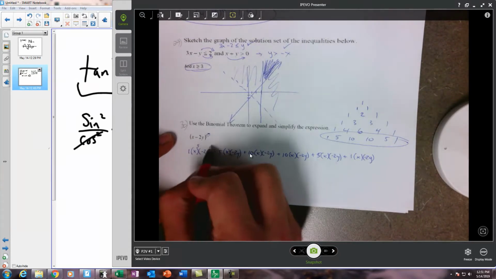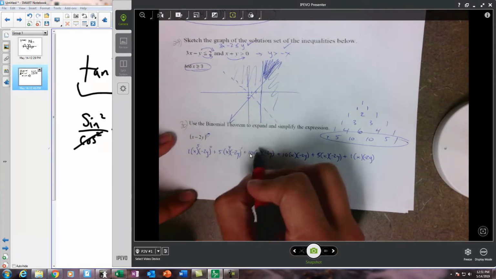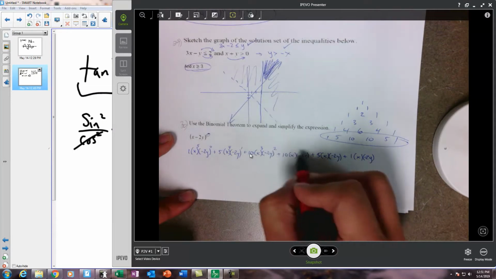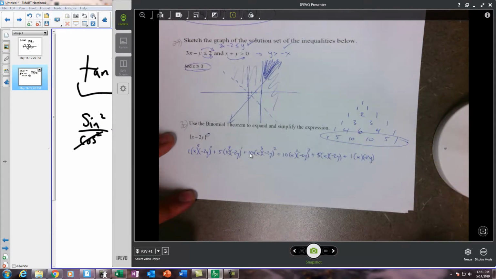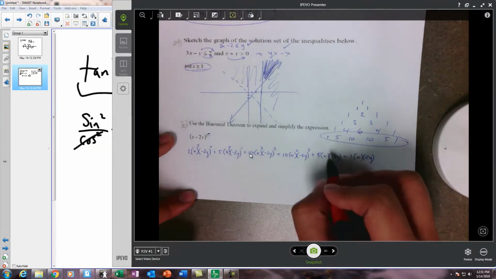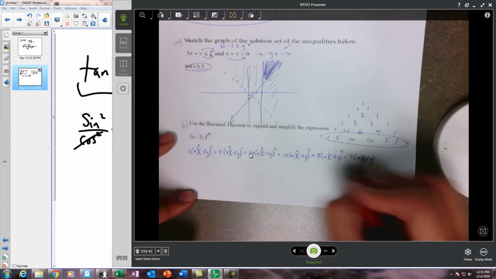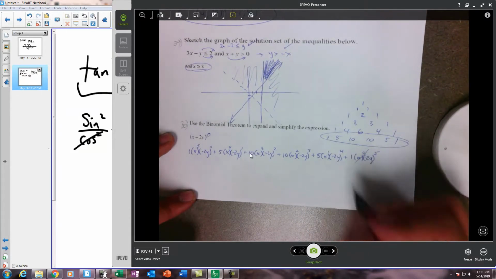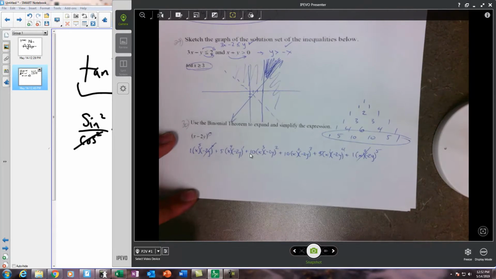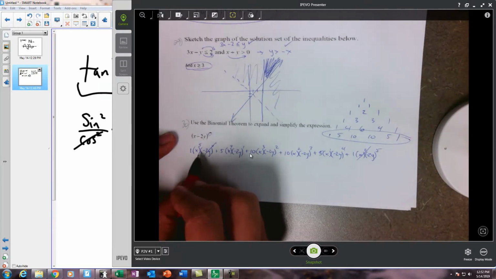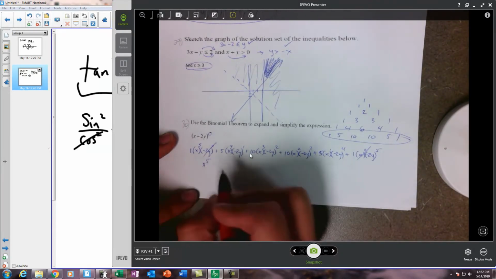We're going to go 5 and 0, 4, 1, 3, 2, 2, 3. You can see the x is dropping and the y is growing in exponent. 1, 4, 0, 5. Anything to the 0 is out of the problem. So my first term is just 1 times x to the 5th, which would be x to the 5th.